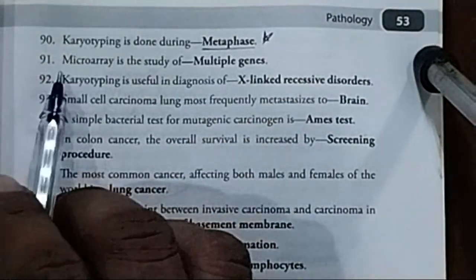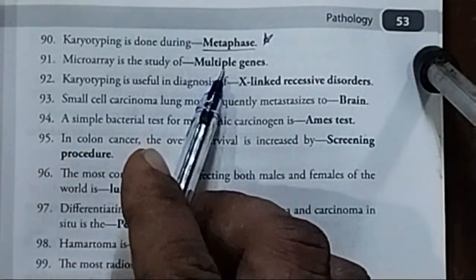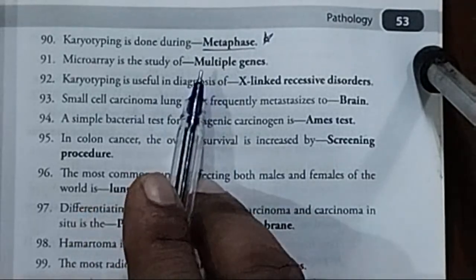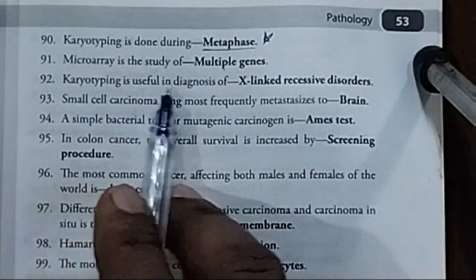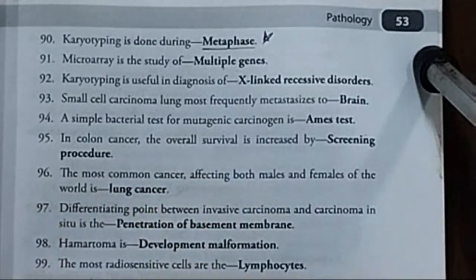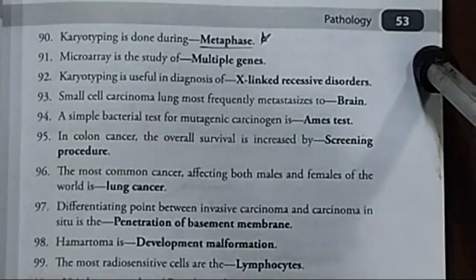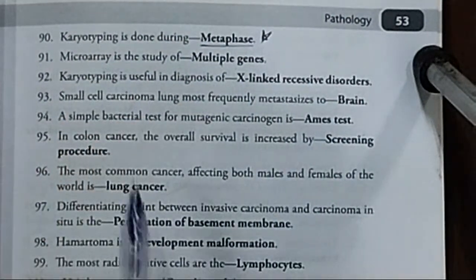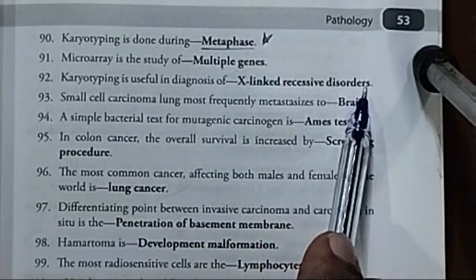The next important MCQ is microarray is the study of multiple genes. Do remember, they can ask you in a multiple choice question that microarray is the study of what? So microarray is the study of multiple genes. Next, karyotyping is useful in the diagnosis of what kind of disorders? Out of the 4 options, they can ask you X-linked recessive, X-linked dominant. So they'll be giving 3-4 options. Do remember that karyotyping is useful in the diagnosis of X-linked recessive disorders.